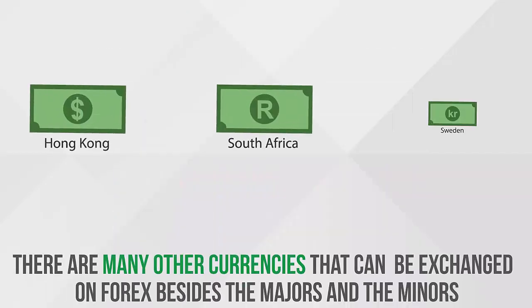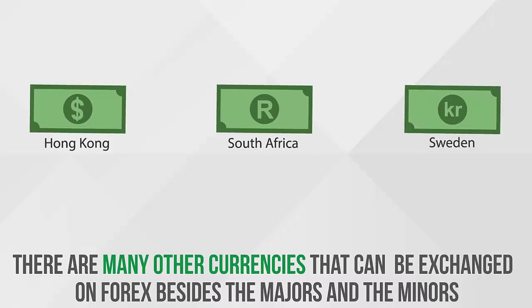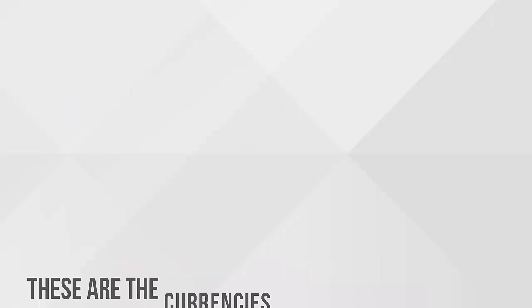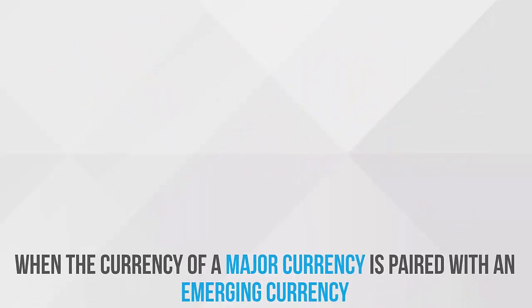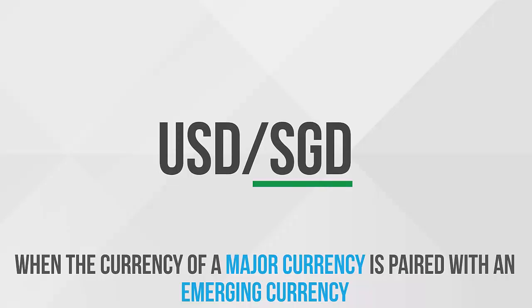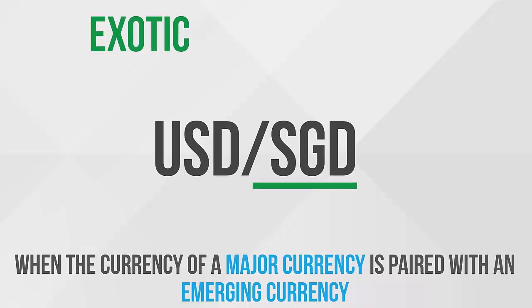Of course, there are many other currencies that can be exchanged on Forex besides the majors and the minors. These are the currencies of emerging countries. When the currency of a major currency is paired with an emerging currency, it is called an exotic currency pair.